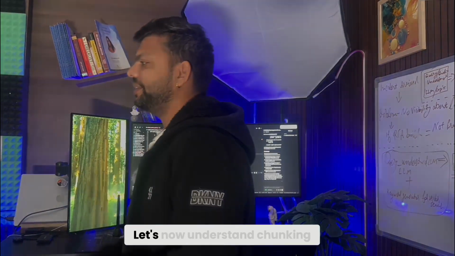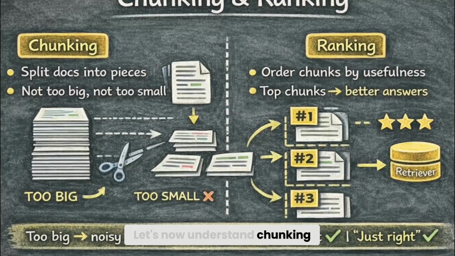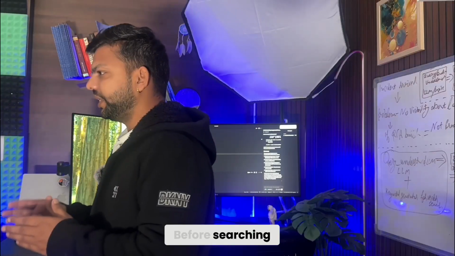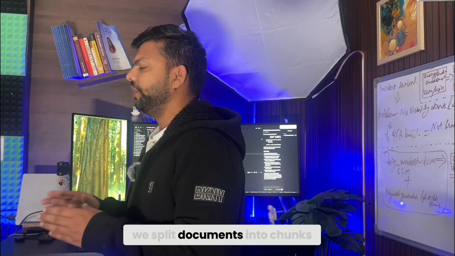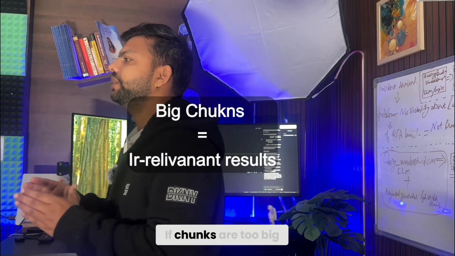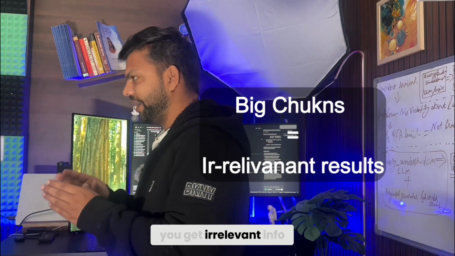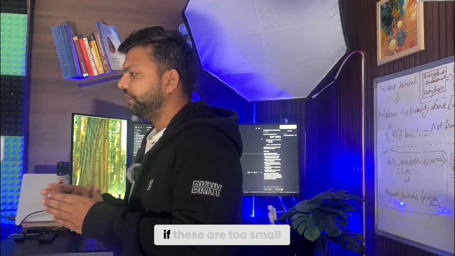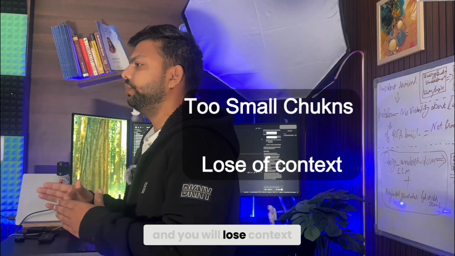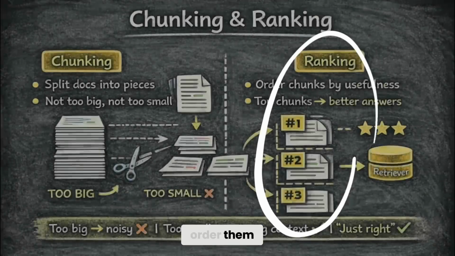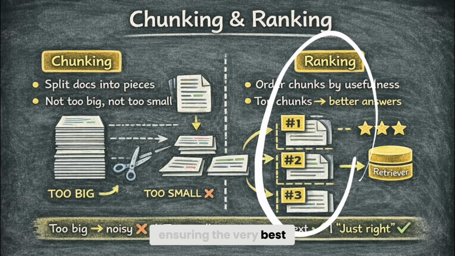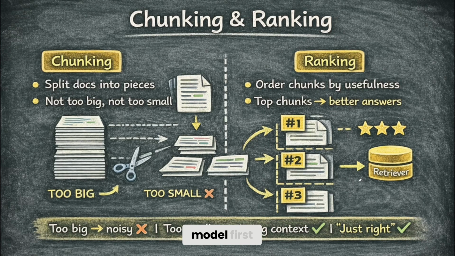Let's now understand chunking and ranking. Before searching, we split documents into chunks. If chunks are too big, you get irrelevant info. If they are too small, you will lose context. After finding chunks, we use ranking to order them, ensuring the very best evidence goes to the model first.